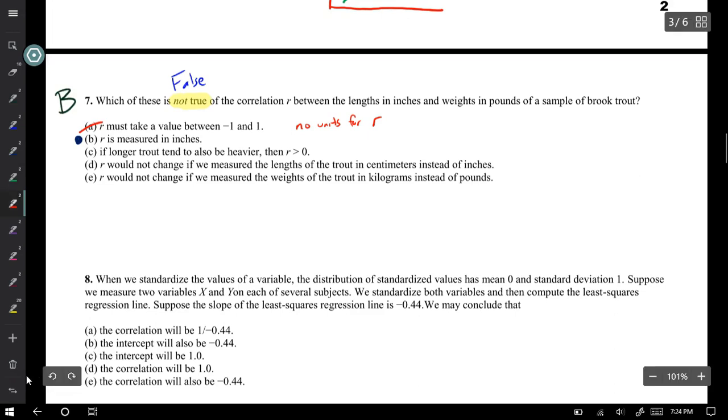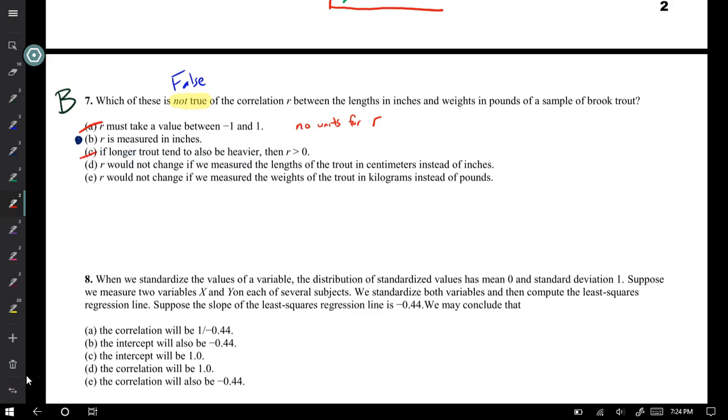If longer trout tend to also be heavier, then R is greater than 0. Well, that's saying you have a positive correlation between it. So as the inches of the trout increase, as it gets longer, then they will get heavier, the weight increases. That's a positive correlation between them. So this is true.